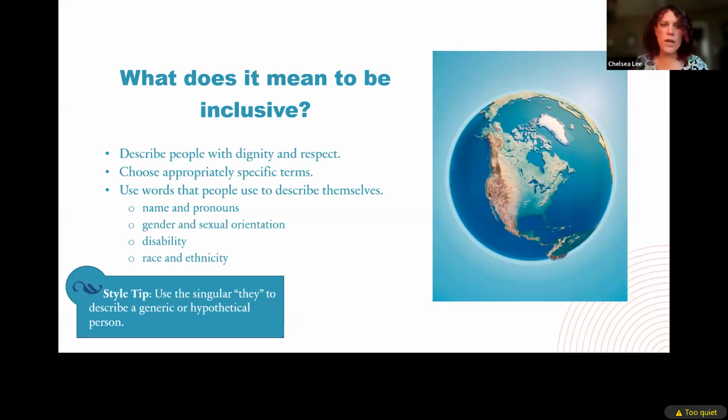Third, let's look at what it means to be inclusive. Inclusive language is describing people with dignity and respect. It's about choosing appropriately specific terms.